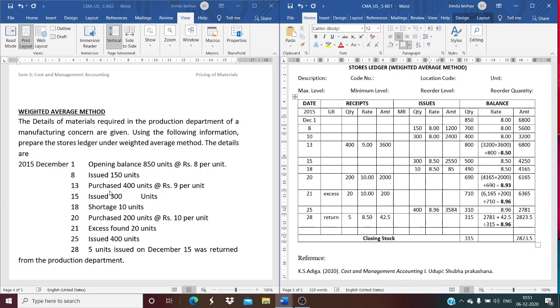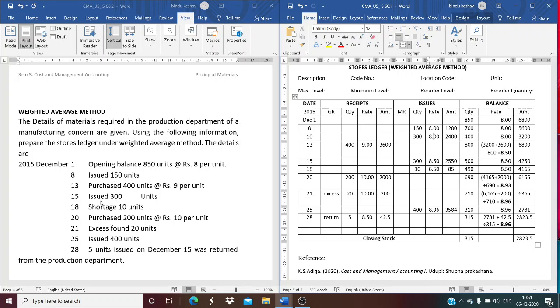Now on 13th, there is a purchase of 400 units at rupees 9 per unit, that is 3,600. Now the weighted average price has to be calculated. The balance quantity will be the existing 400 plus the new 400, 800 units. The weighted average price will be 3,200 plus 3,600 divided by the quantity 800, which is equal to 8.50, and the value is 6,800.